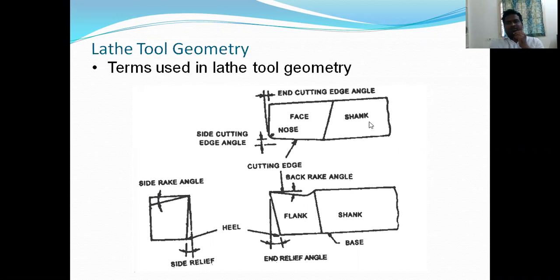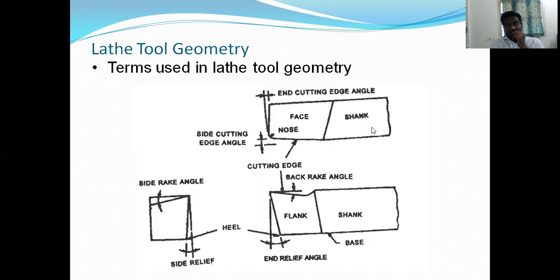Right? So upward from here, it is the shank. This is the face, and here is known as the end cutting edge angle. And this angle is the side cutting edge angle, right? And this entire part is called the nose. Again, it is the shank, and this part is called the blank. This is the base, so our tool is fixed on the tool post with this part. So we can tell that it is a front view.